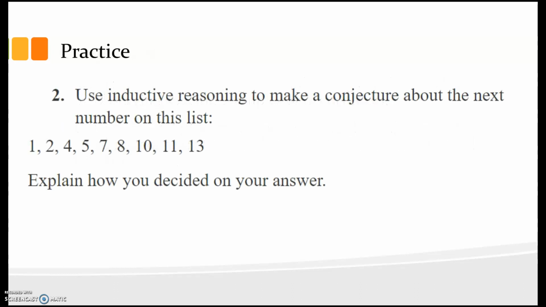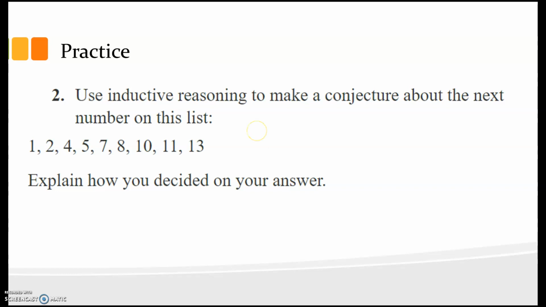So let's practice. It says use inductive reasoning to make a conjecture about the next number on this list. We have 1, 2, 4, 5, 7, 8, 10, 11, 13. And then we need to explain how we decided on our answers. Looking at this, notice that we go 1, 2, so we go up 1. Then we go 2, 4, so that was up by 2.